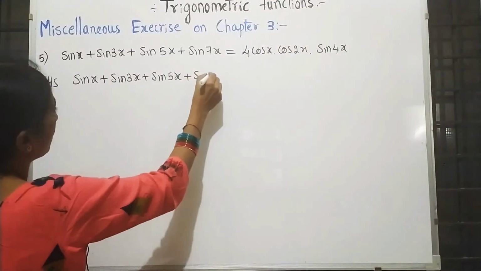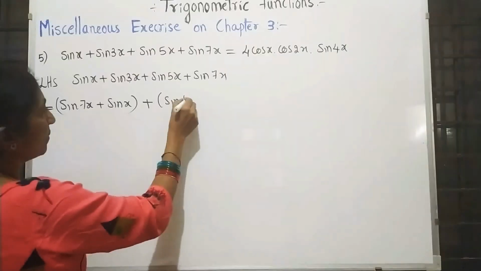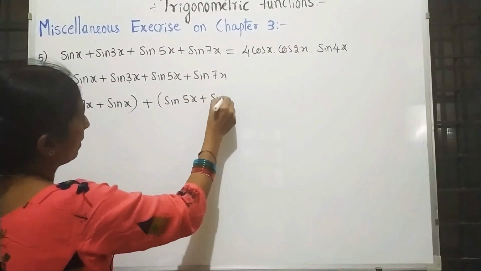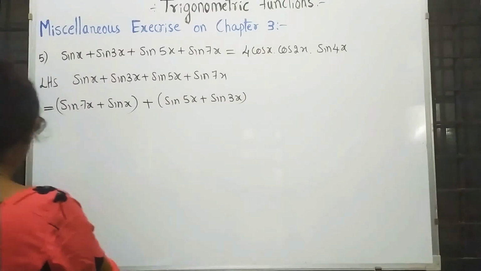LHS: sin x plus sin 3x plus sin 5x plus sin 7x. Yes students, now just use your common knowledge. Here when you add 3 plus 5 is 8 and 7 plus 1 is 8. So just depending on that I did the grouping. Sin 7x plus sin x as one grouping plus, and if possible try to write the bigger angle first, sin 5x plus sin 3x.